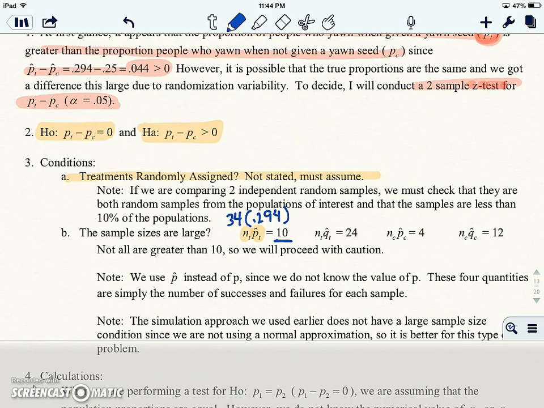We also do that with those that didn't yawn in the treatment group, those that yawned in the control group, and those that didn't yawn in the control group. Now, not all of those are greater than 10, unfortunately. This one's not. So again, we have to proceed with caution.